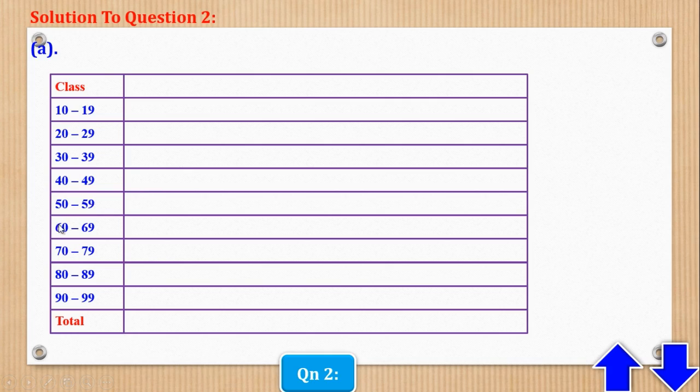59 you go to 60, 60 plus 9 you go to 69. 69 you go to 70, 70 plus 9 you go to 79. 79 you go to 80, 80 plus 9 you go to 89. 89 you go to 90, 90 plus 9 you go to 99.